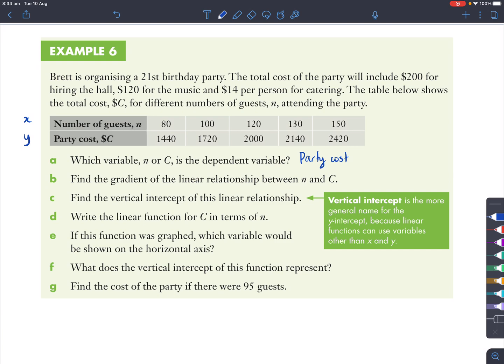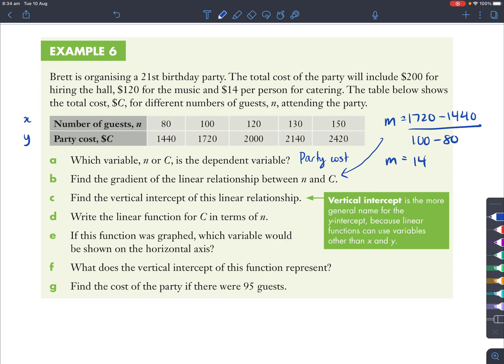All right. Question B. Find the gradient of the linear relationship between N and C. So remember, for this particular question, we just get a pair of x and y values, so these two. We get y2 minus y1, so that's 1,720 minus 1,440 over x2 minus x1, which is 100 minus 80. Okay, and that calculates to give me 14, right?